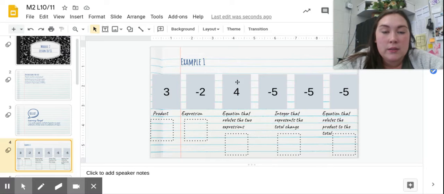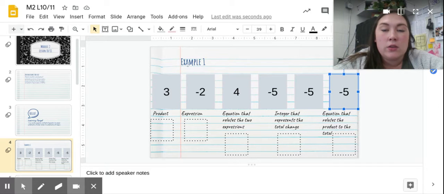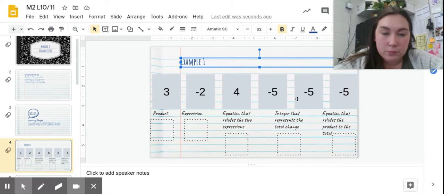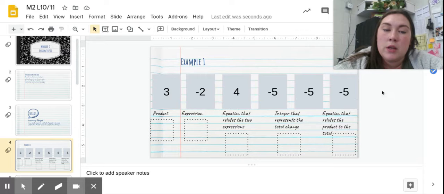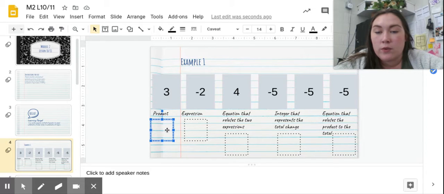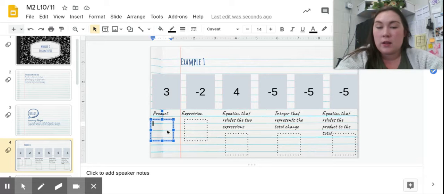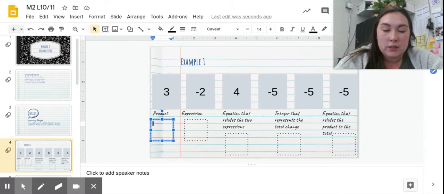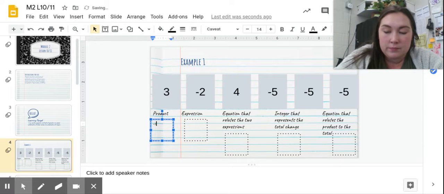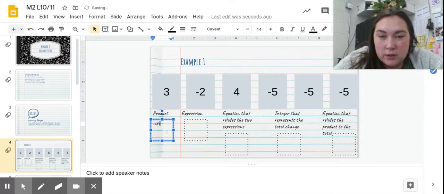And so I see that I have 3 of these -5s. And so I'm going to figure out a multiplication problem using these repetitive numbers. So for my product, you guys, I would just write something that describes that. So I would say -5 times 3. That describes what this relationship is.